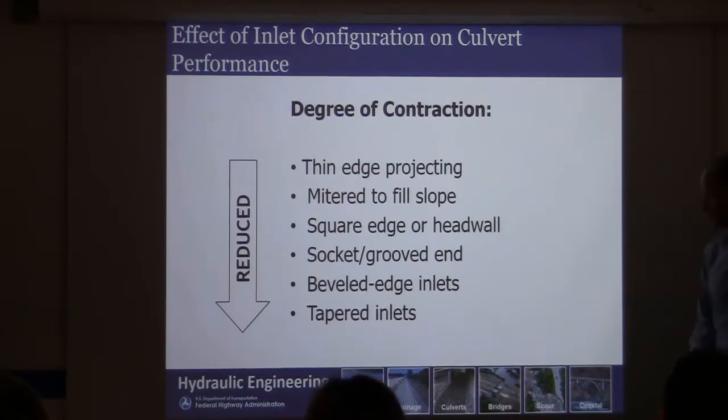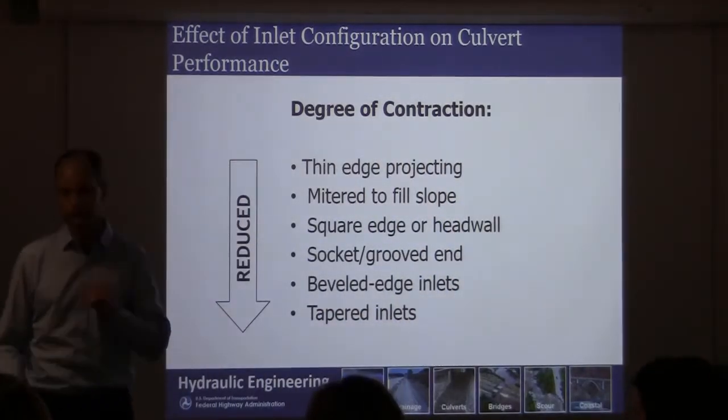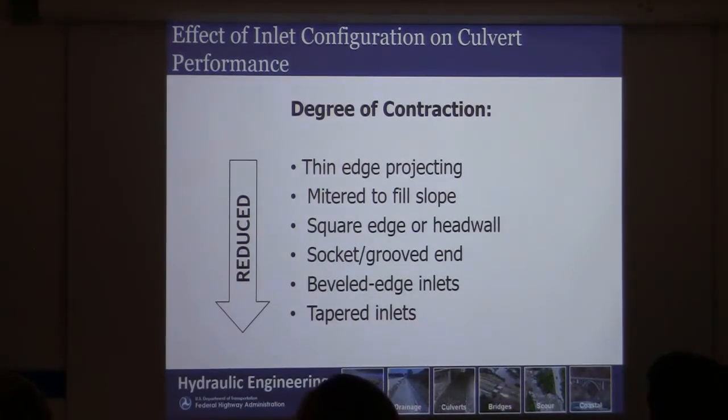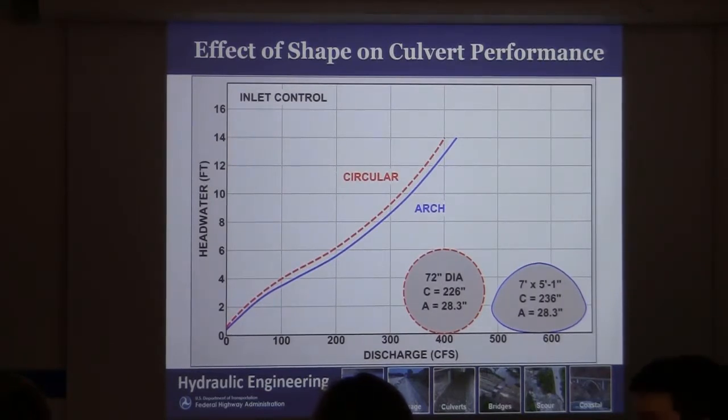All right. Now we go back for just a second. Dumb question. On your round and your arch pipe, the circumference on your arch pipe is a little bigger, which makes sense, because the circle would have the smallest circumference for the given area. Kind of like the perimeter. If it's flowing full, it would be the wetted perimeter. Right. The hydraulic radius is higher.